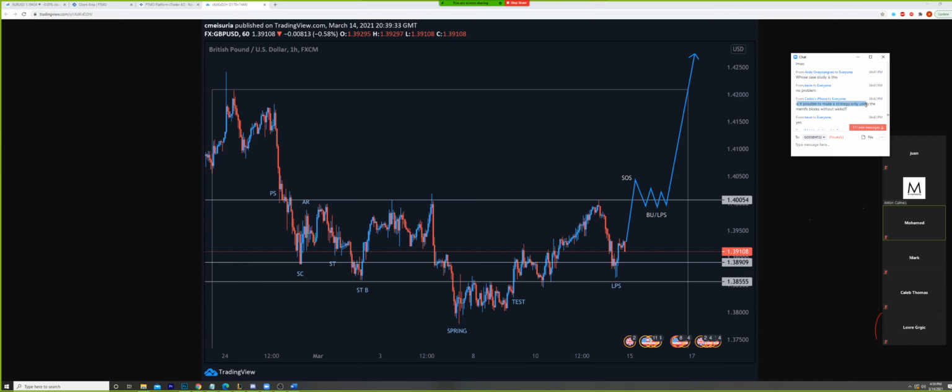Is it possible to make a strategy only using the mentfx blocks without Wyckoff? Yes, sir, it is. Wyckoff isn't needed. Exactly. It's not needed at all. I just like to use it because it's just the way that my system works for me. But mentfx blocks, if anything, are even more powerful. They're absolutely phenomenal. Like you just saw what we did with Euro USD.